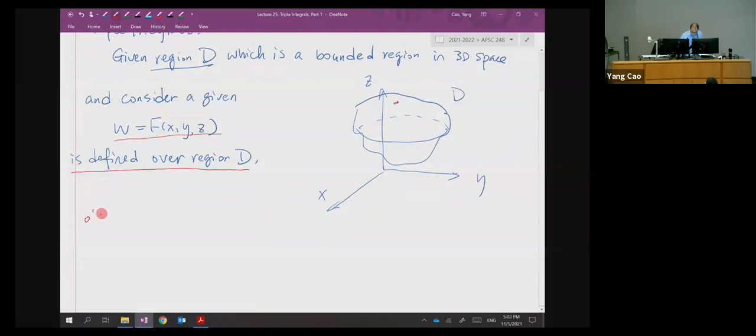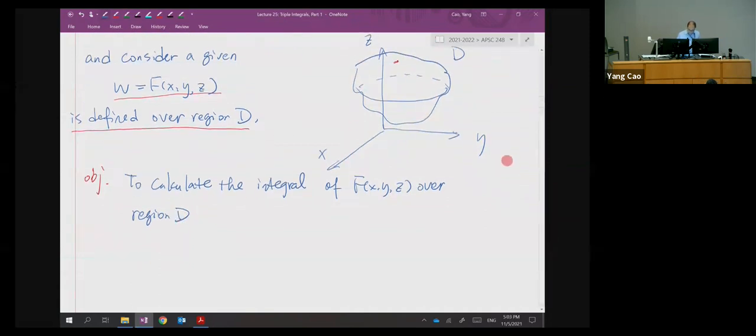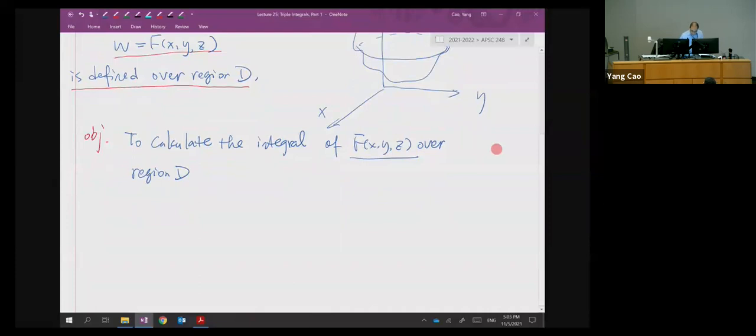So the objective here is to calculate the integral of this function over region D. Very much like a single-variable function, you integrate from A to B. For a double integral, you integrate the function of 2 variables over a thin plate or region R. So now we're trying to figure out what it means to integrate this function f of x, y, z over this given 3D region D. Let's start with a physical formulation kind of problem, and then we'll see what we end up with.